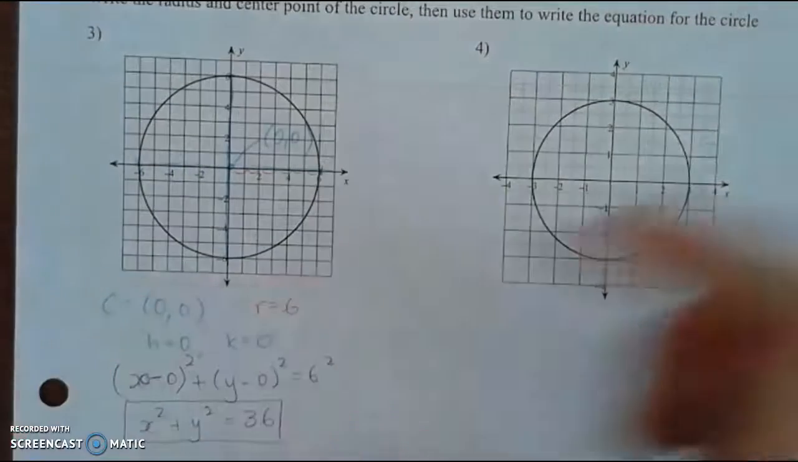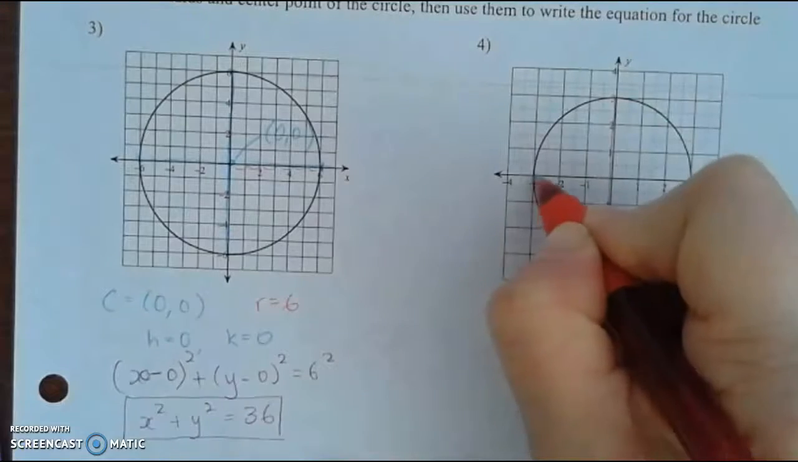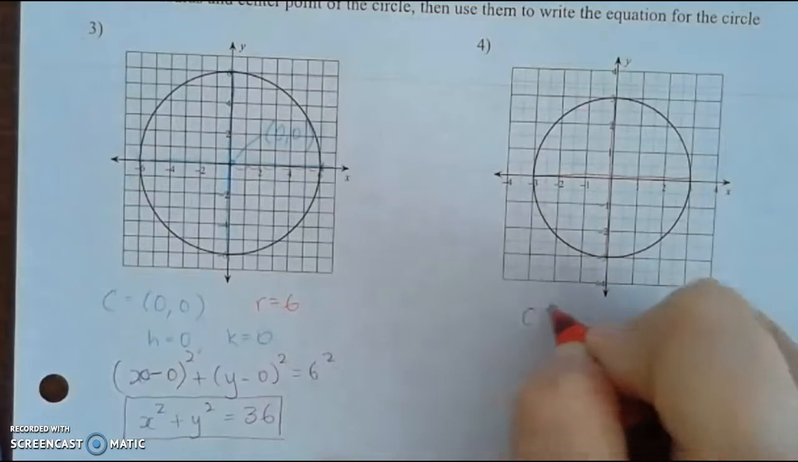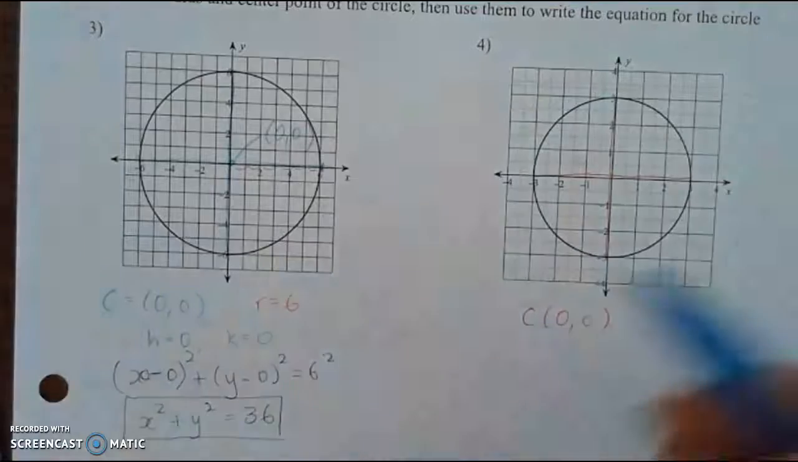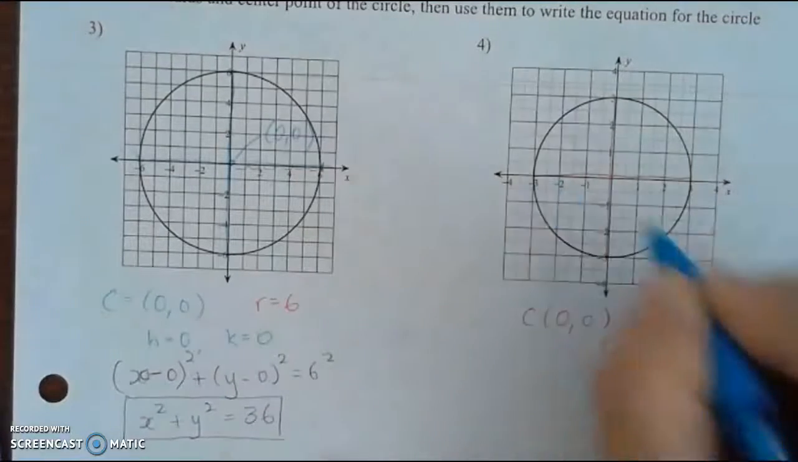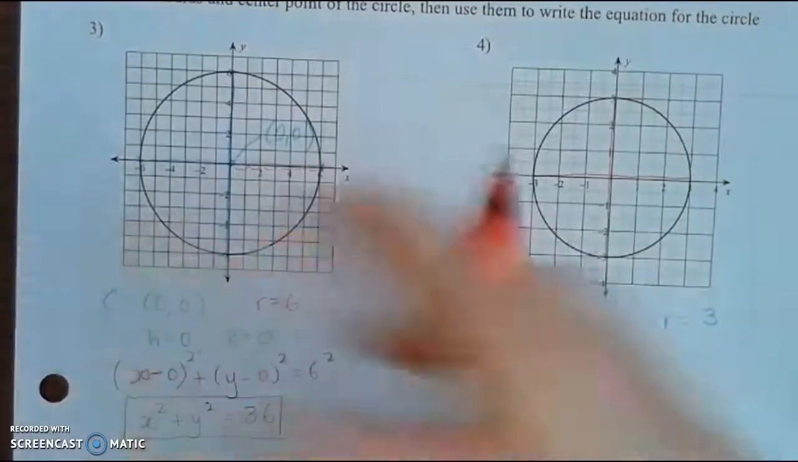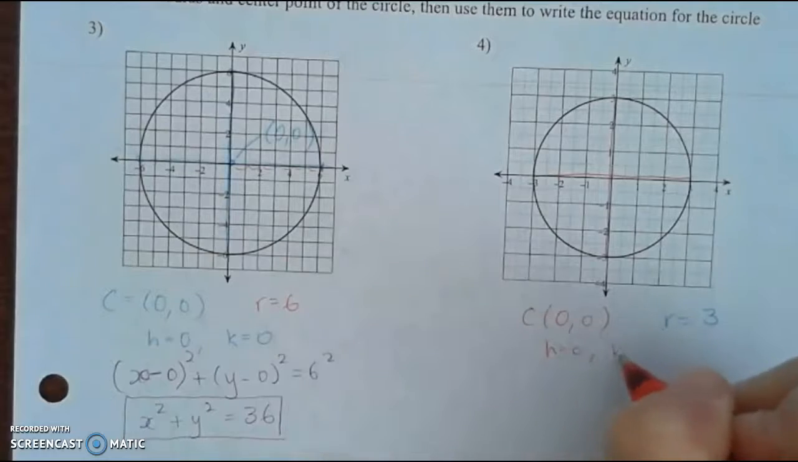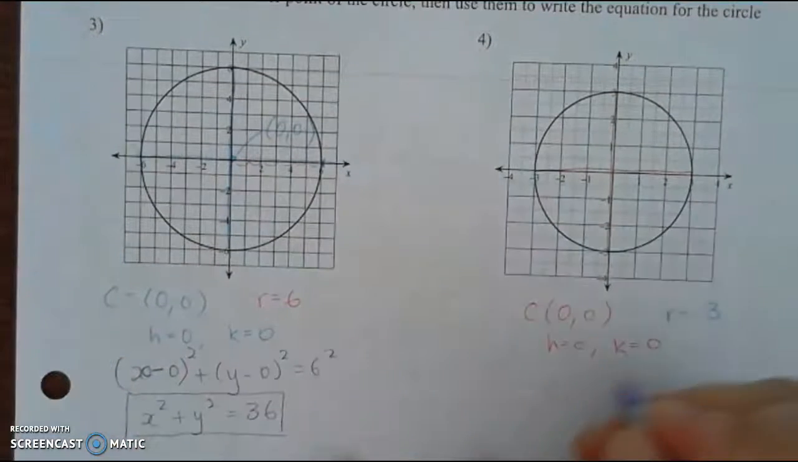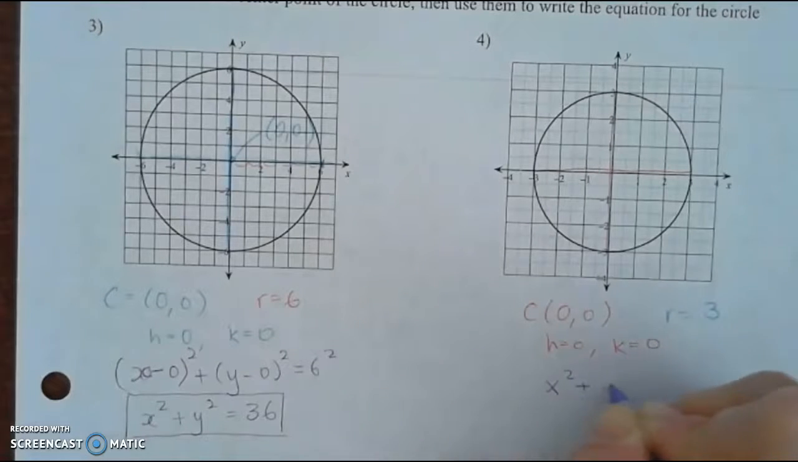Okay, next. Again, the center is my vertical and horizontal limit. Center is going to be (0, 0). What about the radius? Radius in this case is 3, 3 units to the right, 3 to the left, and so on. So that means h is equal to 0 and k is equal to 0. So my equation is going to be x minus 0, which is the same as x, squared, plus y minus 0, which is the same as y, so y squared is equal to 3 squared, which is 9.